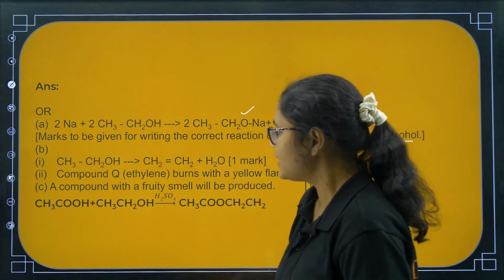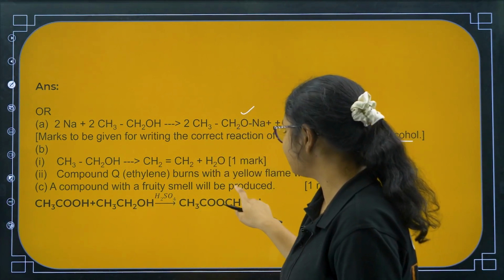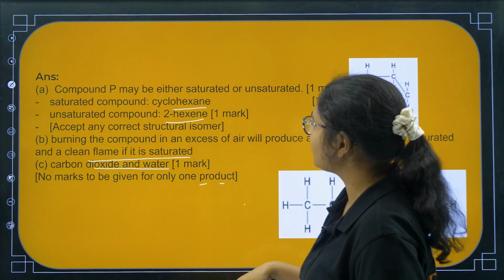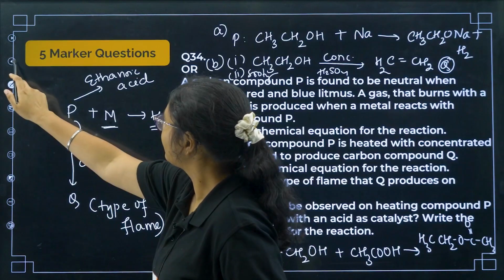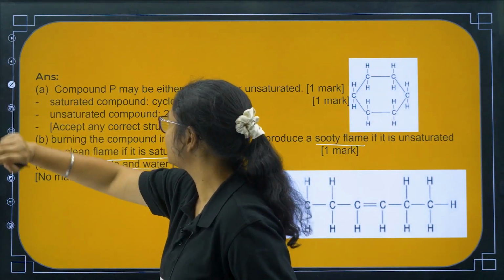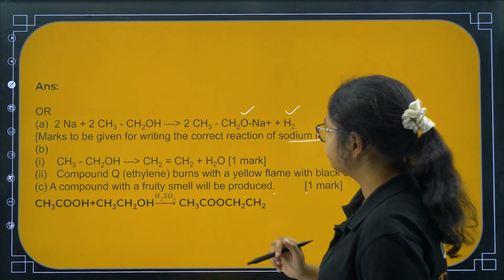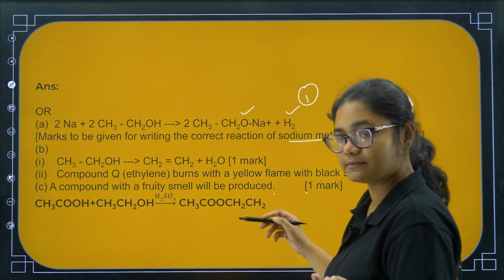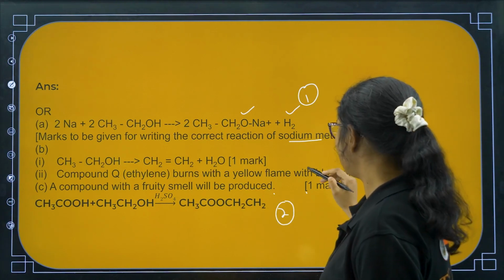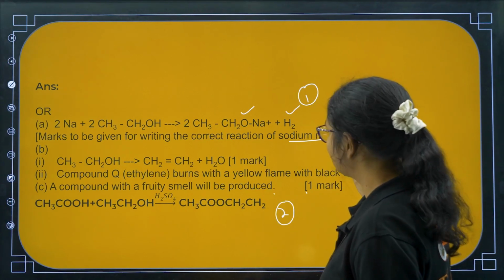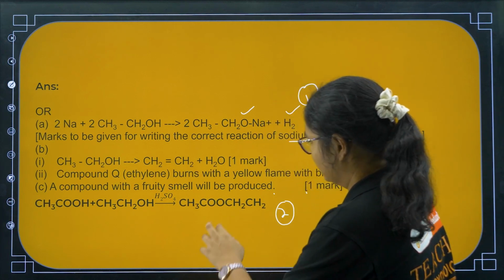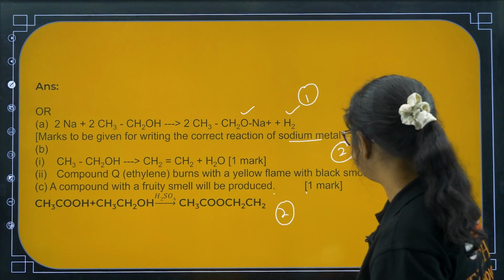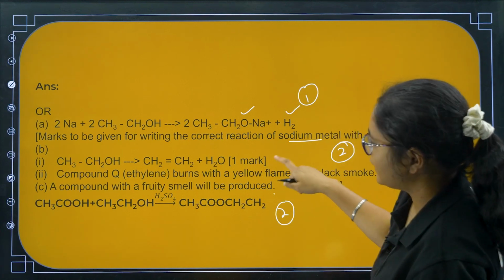B carries 2 marks. Next, question number 3, a compound with fruity smell will be produced, that is 1 mark. And the equation you write. So this was how many marks? A 5 marker question, right? Yes, this equation carries 1 mark. Here you have to answer 2 things. It was having a fruity smell and the reaction. So this carries 2 marks and this reaction carries 2 marks. This 2 plus 2 plus 1 is your 5 marks.